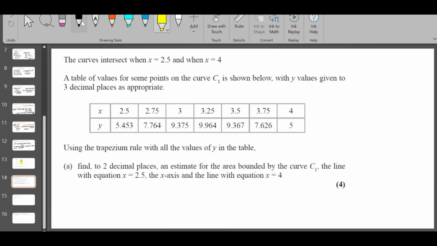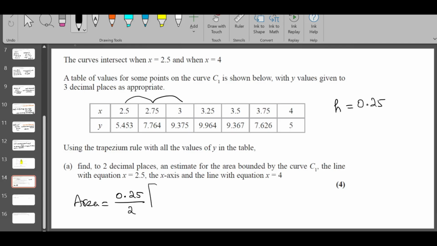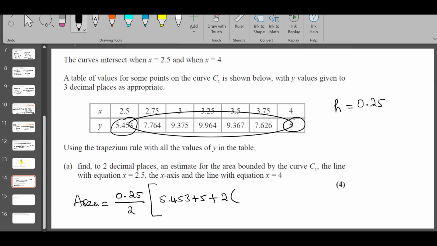So when they ask you to use the trapezium rule, the first step is to show the value of h. h is the common difference, which is 0.25. And then write the area. Area is equal to, using the trapezium rule, h over 2 times the first value of y plus the last value of y, 5.453 plus 5, plus 2 times the sum of the rest of the y values.